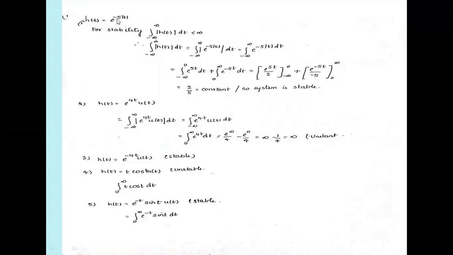We already completed this: h of t is equal to e power minus 5 into the magnitude of t, whether it is a stable or unstable system. Stable means you can satisfy the formula, the integral from minus infinity to infinity of the magnitude of h of t dt is less than infinity. If any given function, let us take e power minus 4 into mu of t, already we did that. It is minus 1 by 4. We got infinity, minus 1 by 4 is equal to infinity, unstable system.